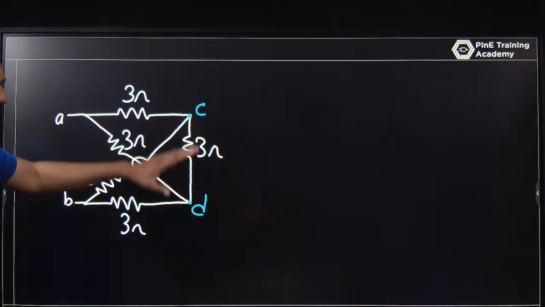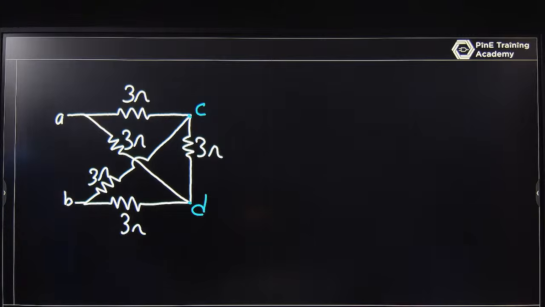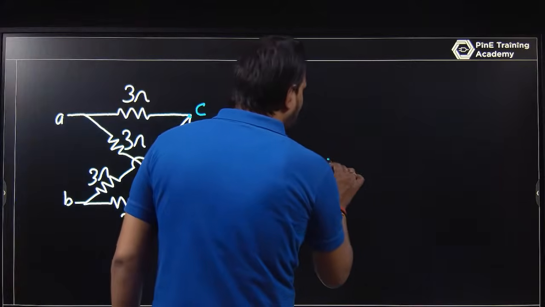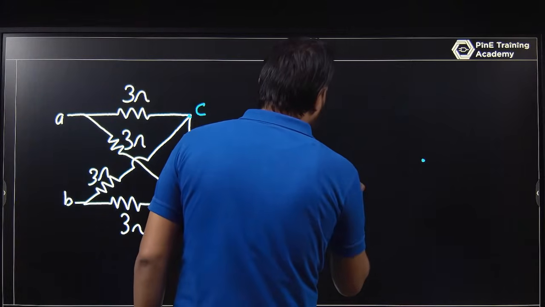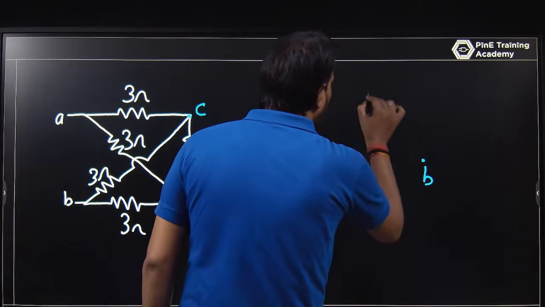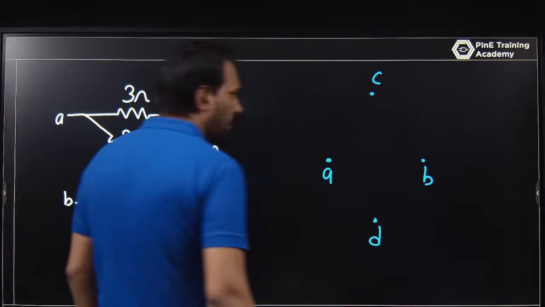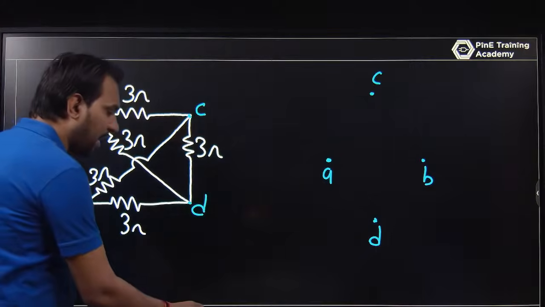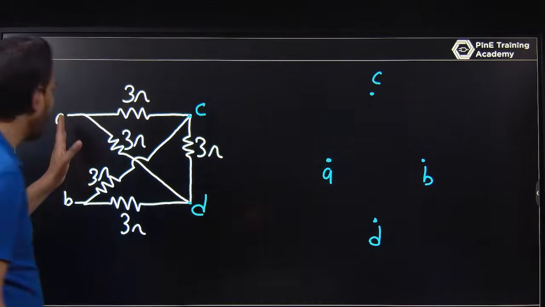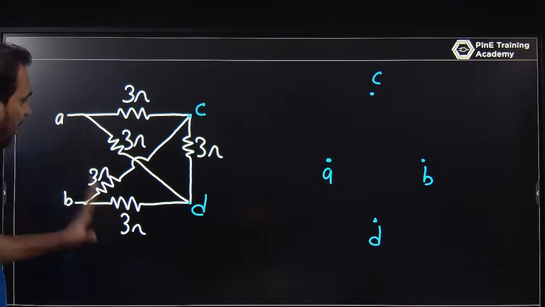Whenever you have an ABCD formula, always try to make a Wheatstone bridge, so that it will be easy to analyze the circuit. So you have ABCD, and I am just designing it in terms of A, B, C and D, and connecting it in this way.